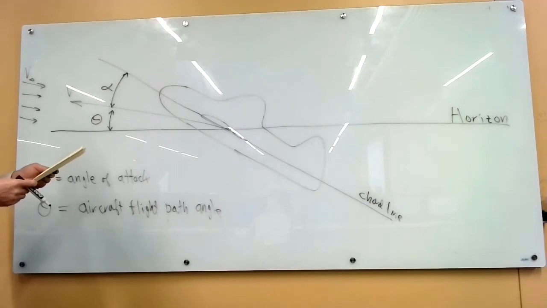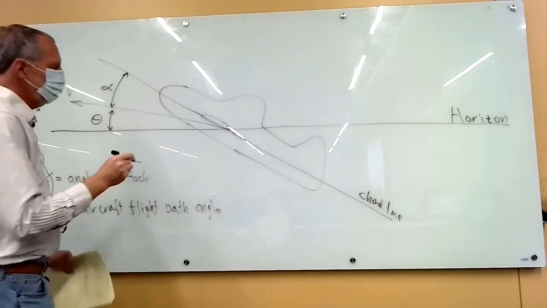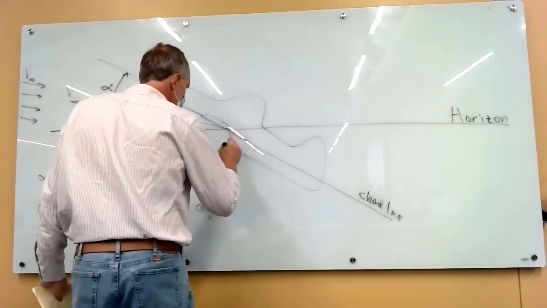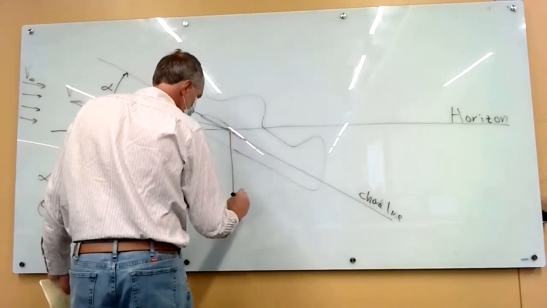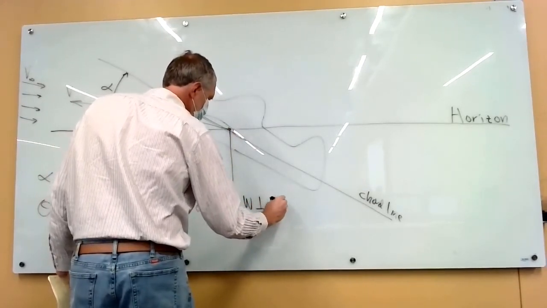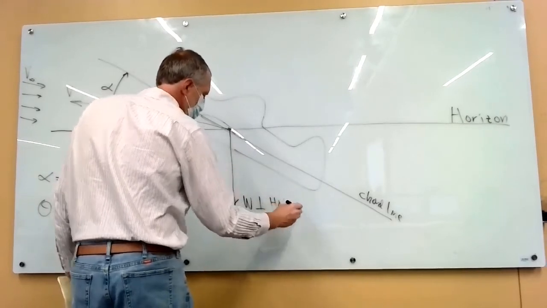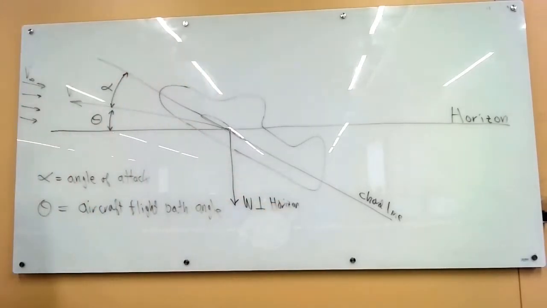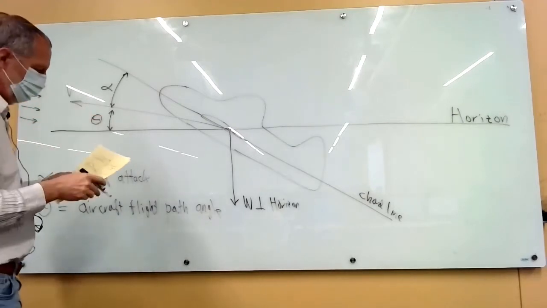Now let's see, that's 6. Let's put the weight on. So the weight goes straight down. So the weight is perpendicular to the horizon. Because that's the way weight works. It goes toward the center of the Earth. Earth's such a big radius that you can almost draw a straight line that represents the surface of the Earth. Okay, so we got that.